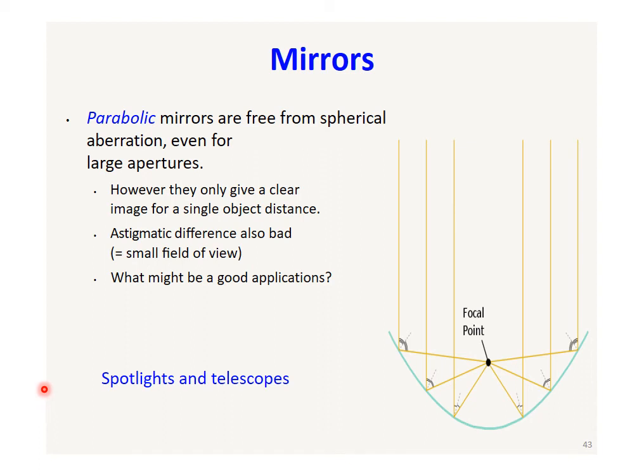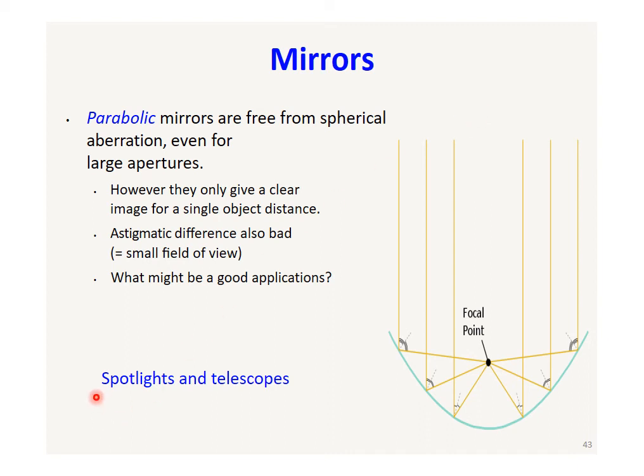So we can also talk about aspherical mirrors, and these are free from spherical aberrations, even when they're very, very large. The only problem is that we get a good image only for a single object distance. They also only have a very small field of view. So anything that is off axis, like over here, is not going to be imaged very well.